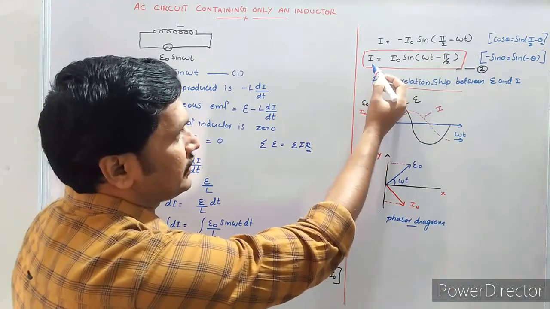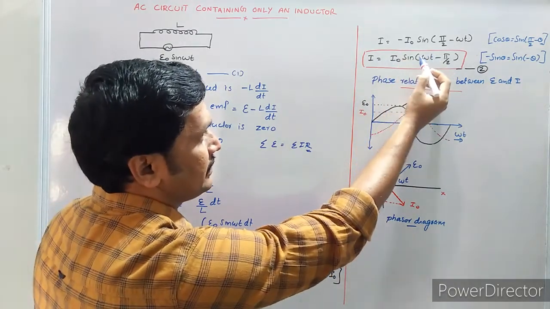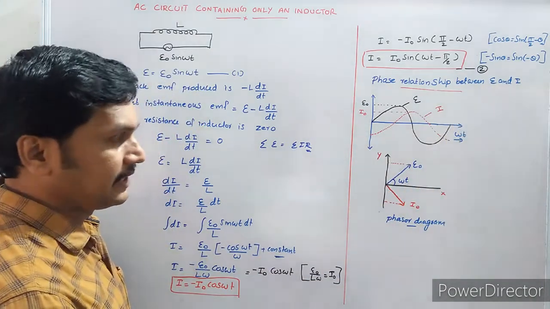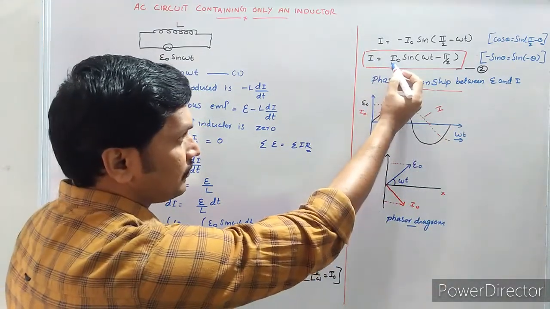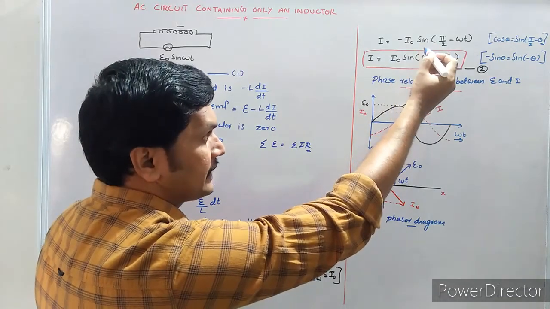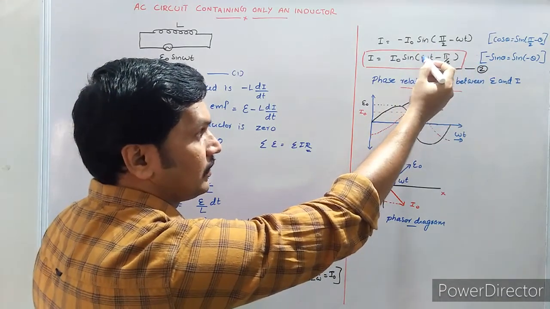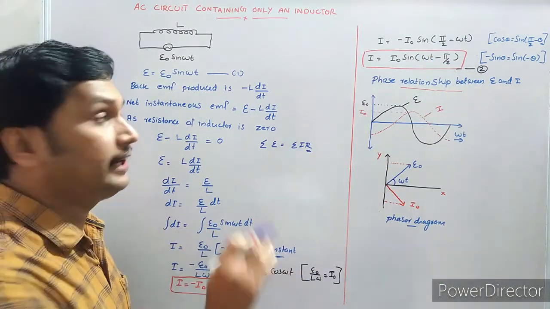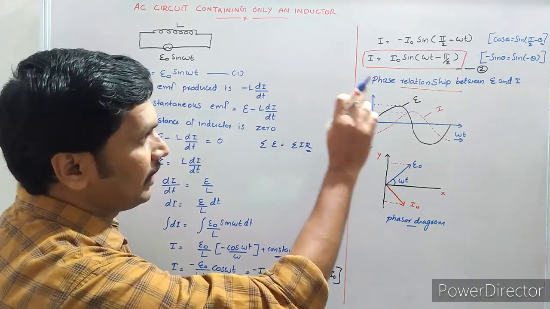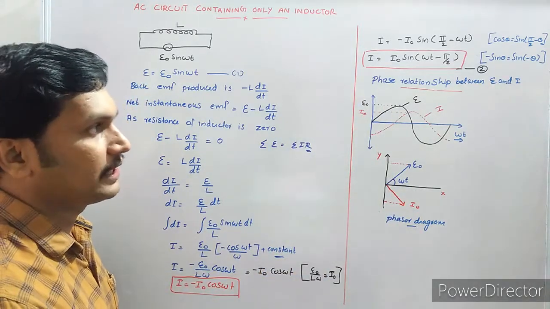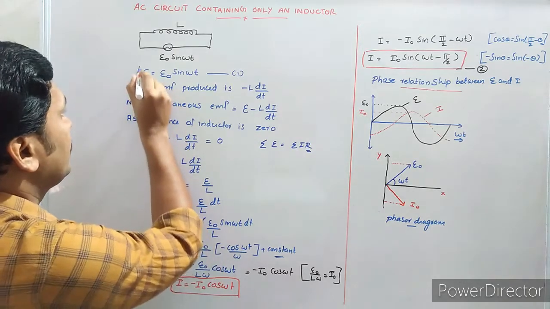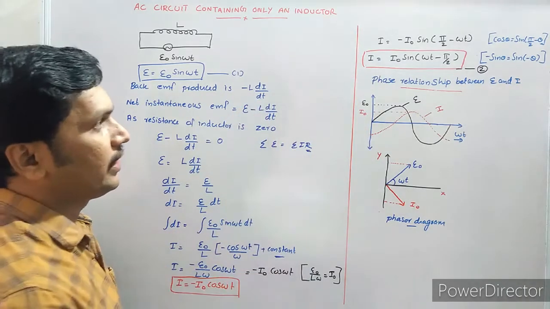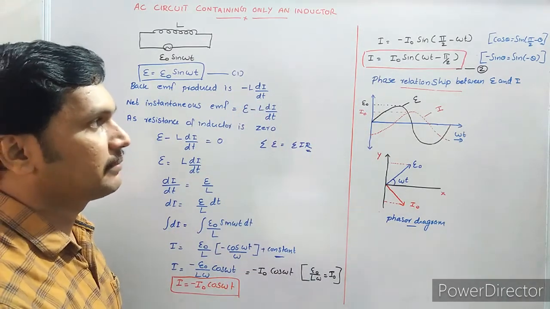Now we take this minus sign inside, since minus sine theta is equal to sine of minus theta. So I equal to I0 sine of minus pi by 2 minus omega t. Distributing the minus sign, we get omega t minus pi by 2. So that's the equation for instantaneous current in the circuit: I equal to I0 sine omega t minus pi by 2. And this is the instantaneous voltage, E equal to E0 sine omega t, and I equal to I0 sine omega t minus pi by 2.